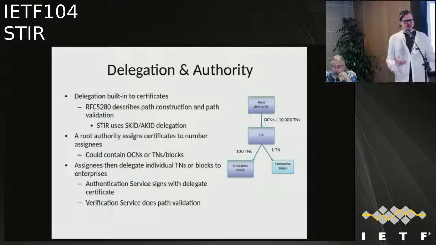And we have a concept that there can be sub-delegations built into this as well. So you can imagine under that 100 TNs enterprise block, that enterprise can in turn sub-delegate to an entity like a single one of those TNs, or maybe regionally distribute them or whatever. And the notion is once we have these delegated certificates, authentication services in STIR will sign with them. And it pretty much will work just like STIR always works. It's just a cert. The difference is the verification service then needs to, when it gets this thing signed by this delegate certificate, evaluate the certificate chain and figure out path validation for it.